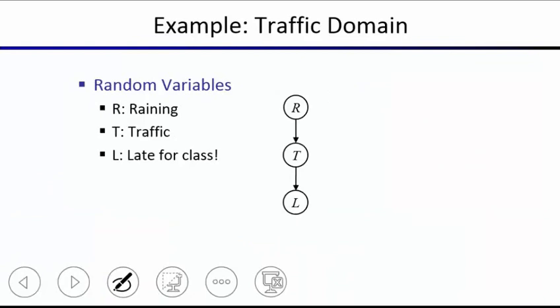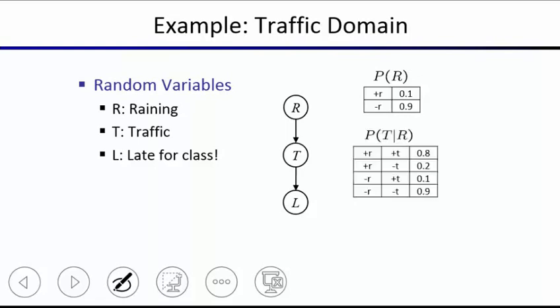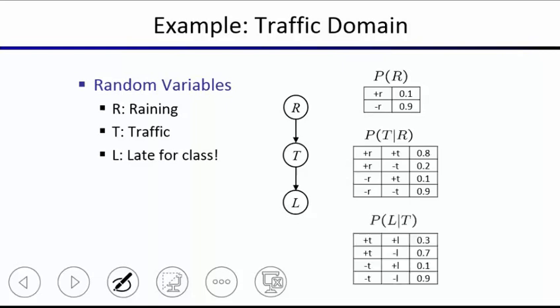Okay, let's now start using these factors. So let's start with a very simple example here, a BayesNet with just 3 random variables. It could be raining, there could be traffic, could be late for class. Okay, so to fully specify the BayesNet, we need the corresponding conditional distributions. So we have a table for rain, one for traffic given rain, and then one for lateness given traffic.